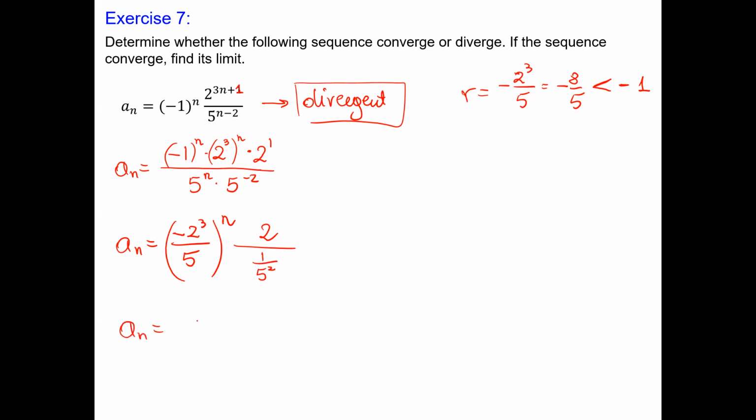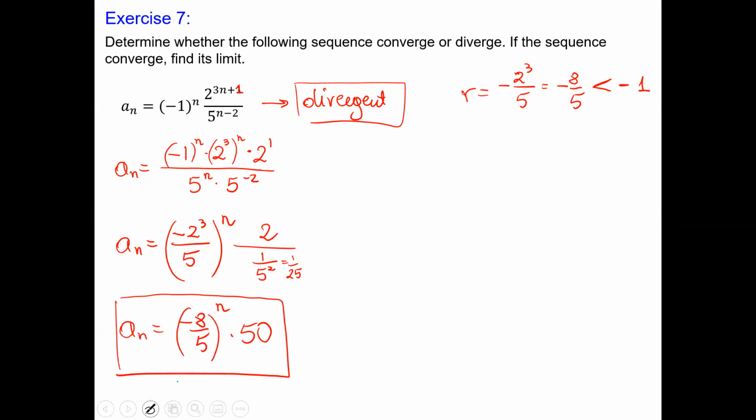Oh, I'm taking -8/5 to the power of n, and this will be 50. Yeah, because this is 1/25. Dividing by a fraction means multiplying by the reciprocal, 2 times 25. Okay, that means this is a good form. We can see we did the blue formula, the original form, we did change to, this is also blue. Okay, we can definitely see the common ratio.